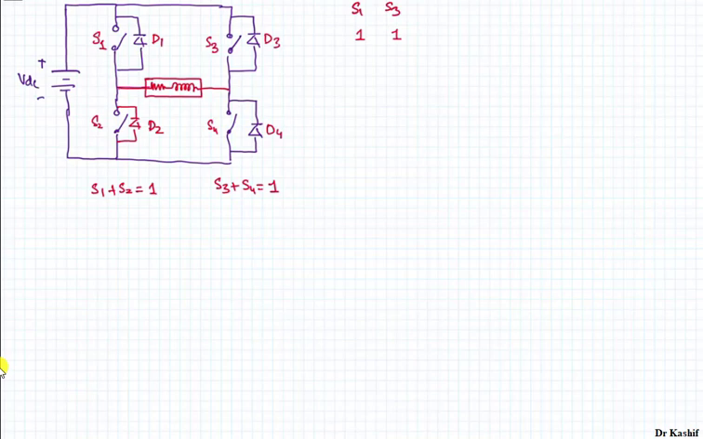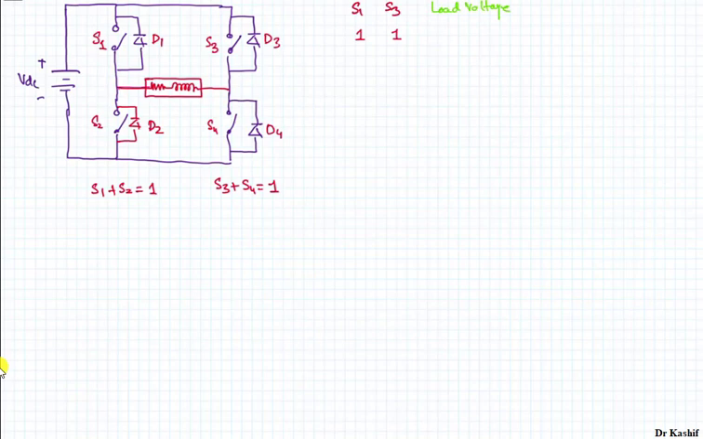And if that is the case, as S1 and S3 are on, what will be the load voltage? The load voltage will be 0, because your load will be short circuited through S1 and S3. So load voltage will be 0 in this case. So let's make a column with the load voltage.